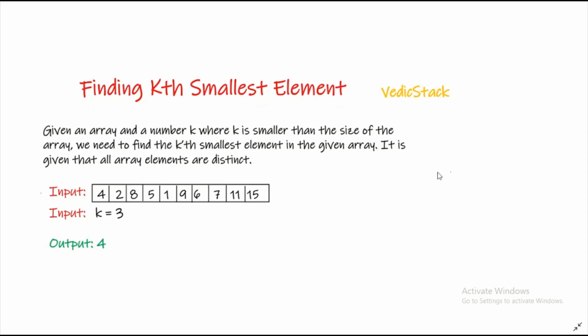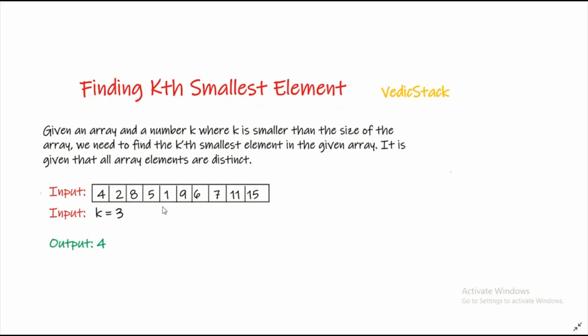So what are we given? An unsorted array and the elements are distinct, that is, no duplicate element is present in the array. We need to find the kth smallest element. As k is given here as 3, we need to find the third smallest element. If k is given as 5, then we need to find the fifth smallest element.